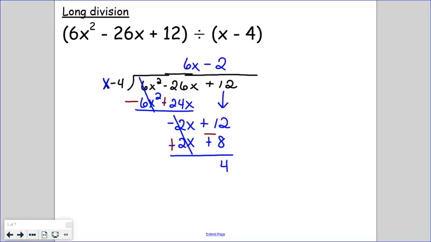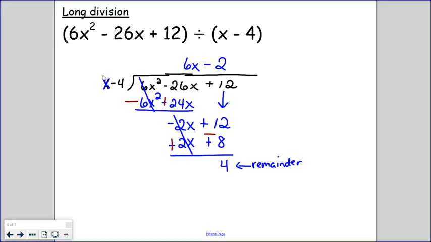Now, how do I know when I'm done? Well, first of all, I have nothing left to bring down. Second, as soon as this term is a degree less than your leading term, like this is an x to the first and this would be an x to the 0, you're done. You can't multiply this by something to get a degree less than what's there, okay? So that's when I would know I was done. And what we are looking at here is a remainder.